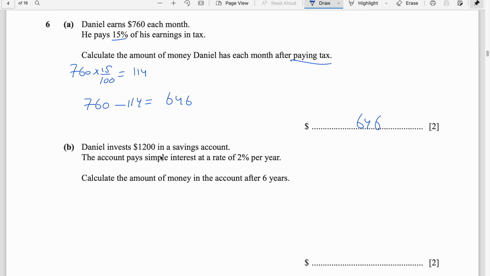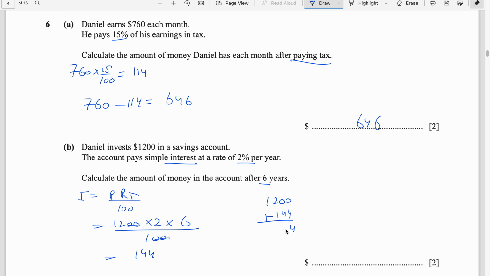Daniel invested $1,200 in a savings account. The account pays simple interest at a rate of 2% per year. Calculate the amount of money in the account after 6 years. So interest is PRT over 100. Principal amount invested is 1200. Rate is 2, in 6 years, by 100. 2 sixes are 12, 12 twelves are 144. So in his account, he will have $1,344.